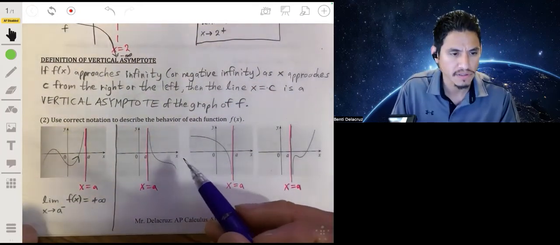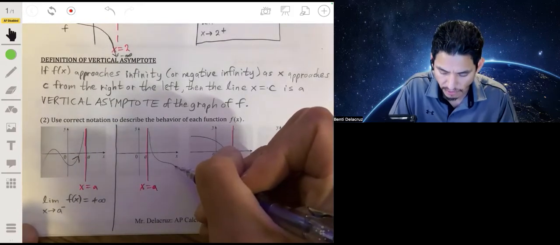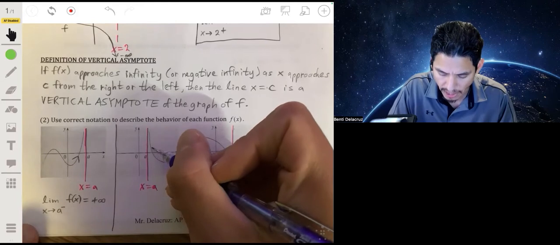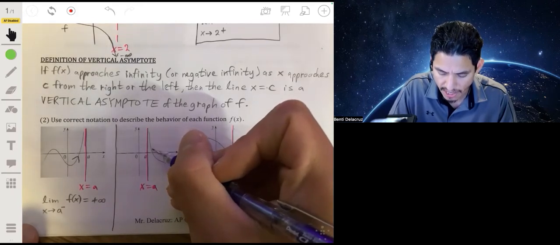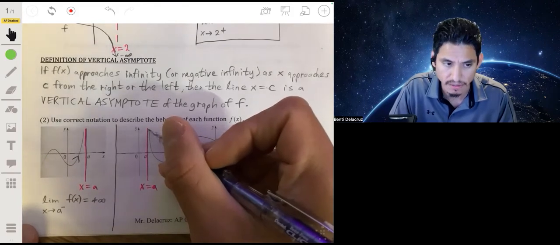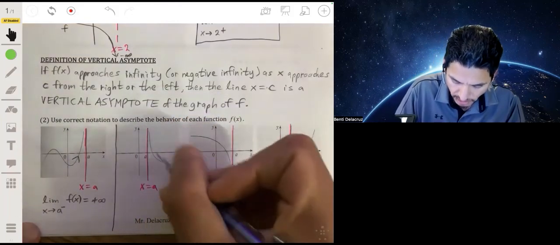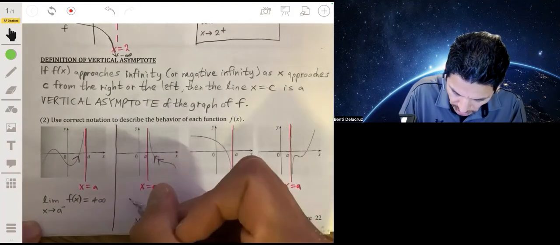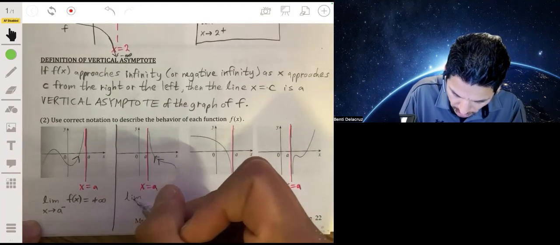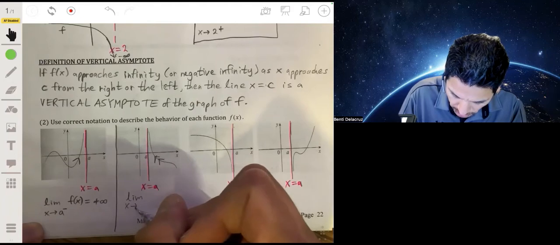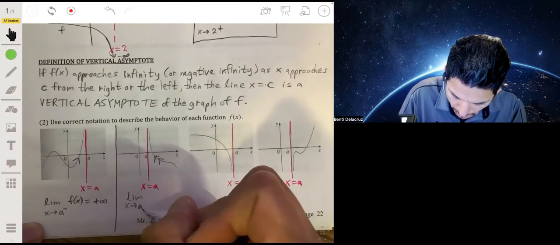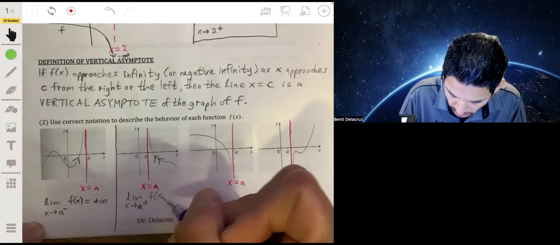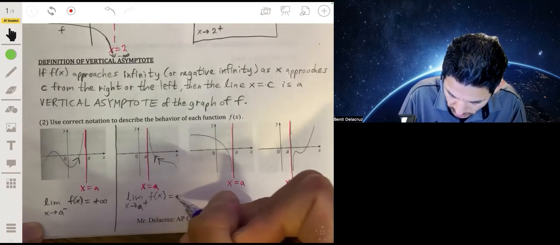Now in this graph, we have the function coming from the right side, so from the positive side, and it's also going towards positive infinity because it's going upward. So we're going, again, from the positive direction. So we can then say the limit as x approaches a from the positive side, from the right side, of f of x, that's also going to be positive infinity.